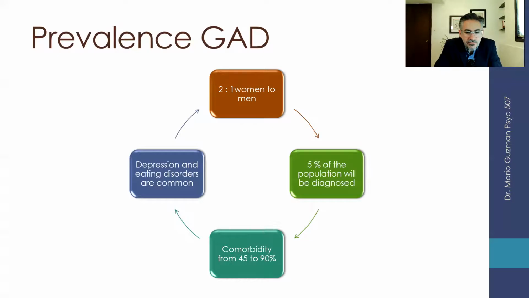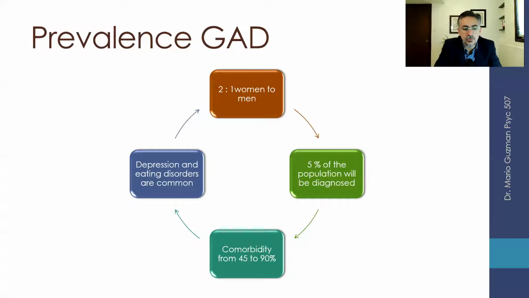Comorbidity from 45 to 90%, which is really interesting. Comorbidity, for those of you that are not familiarized with the word, is a concept that allows us to see if it's common or not, if it's frequent or not, that the disorder is present along with other disorders, with more than one disorder, right? And that's very common in mental health.